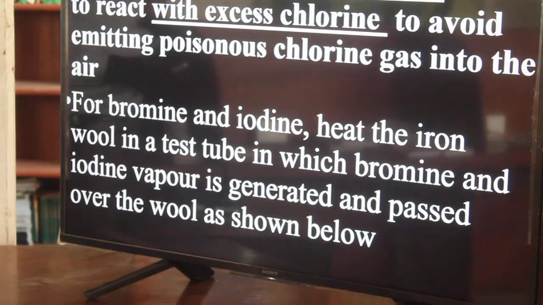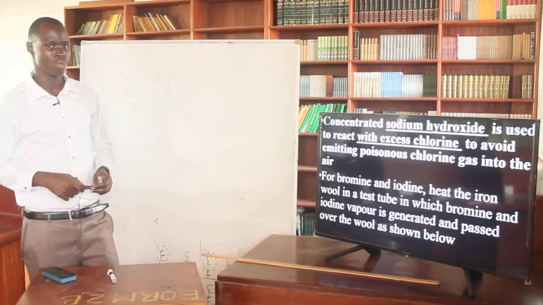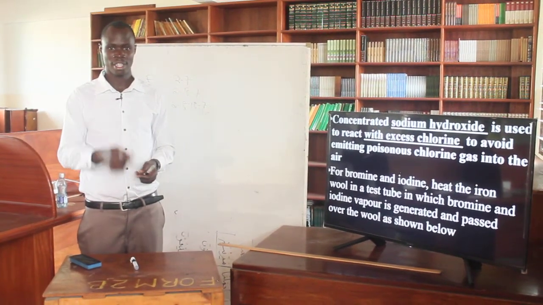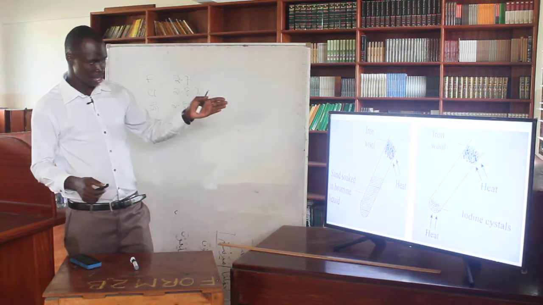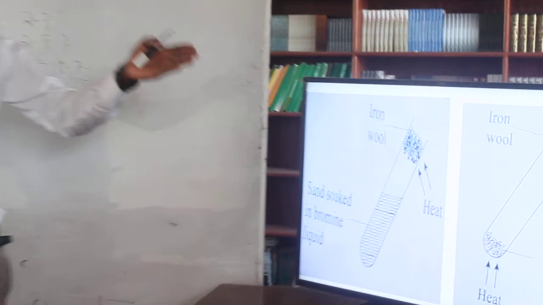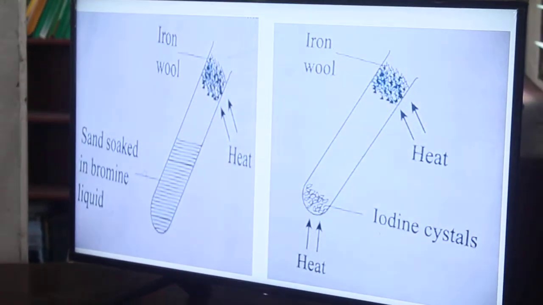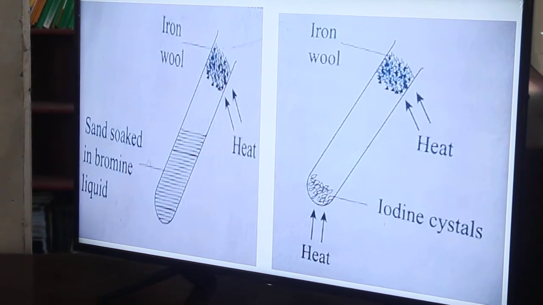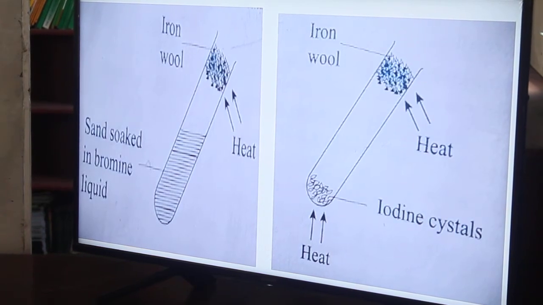So, for bromine and iodine, heat the iron wool in a test tube in which bromine and iodine vapor are generated and passed over the iron wool. And this is how you are supposed to heat bromine, and there is how you are supposed to heat iodine crystals. So that is how you're supposed to set up your apparatus in the laboratory, and how you're supposed to do the heating.